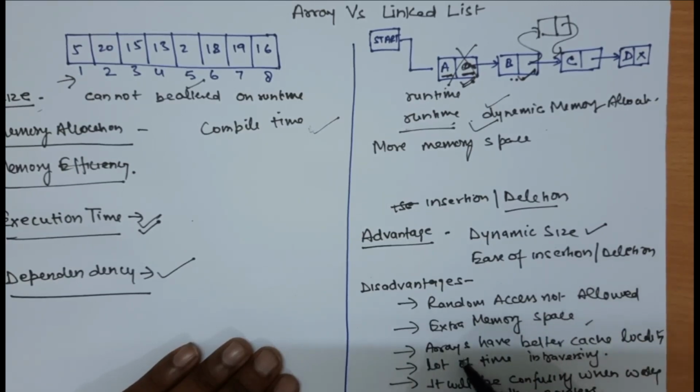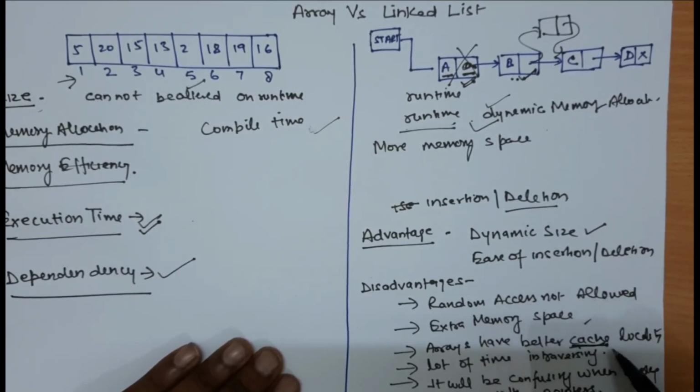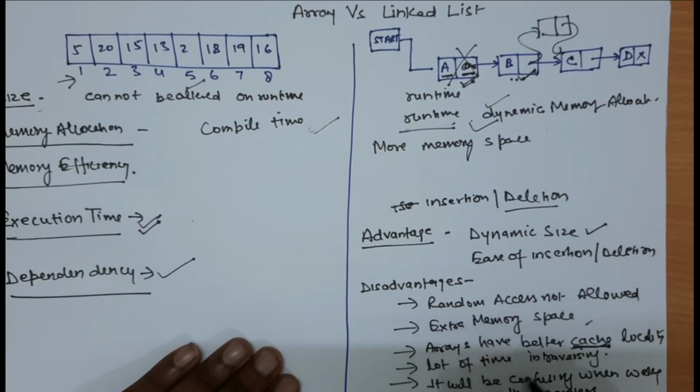Here arrays have better cache locality compared to the linked list. As we know, arrays require contiguous memory locations, so they offer better cache locality, while in the case of the linked list, the nodes are scattered, so it doesn't offer better cache locality. We are talking about this cache memory. Here a lot of time is wasted during the traversing.